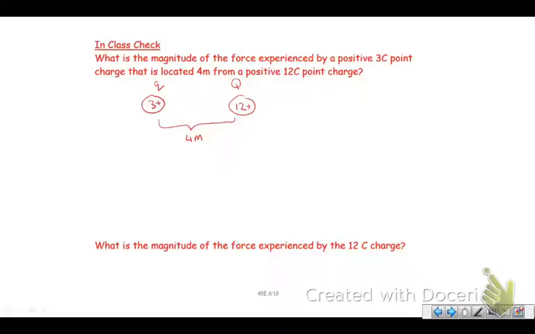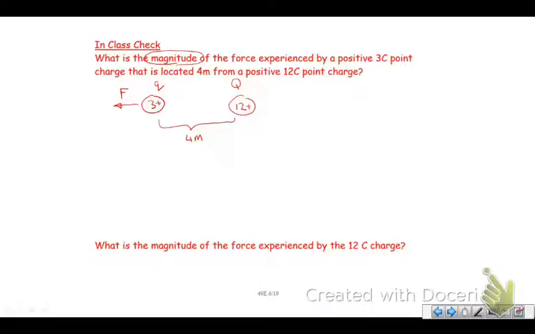I want to know the magnitude of the force experienced by the positive 3. Well, this is going to be an attractive or repulsive force. Repulsive because they're both the same charge. So there's my F. And I don't really care about the direction in this case because it asks for the magnitude. So the actual sign of this doesn't matter.